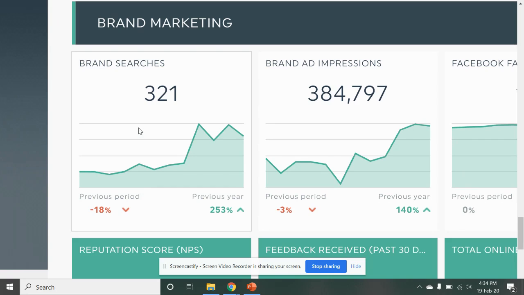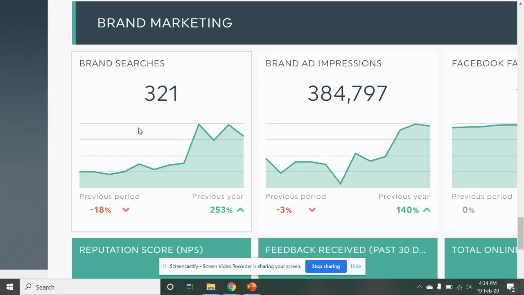Now, when measuring brand marketing, what we're trying to do is increase awareness for your brand name. So we take the view that if people are searching for your brand name in Google so that they can find your phone number and call you or check out your services on your website, we can measure the number of times that people search for your brand name in Google and use that as a measure for the strength of your brand.